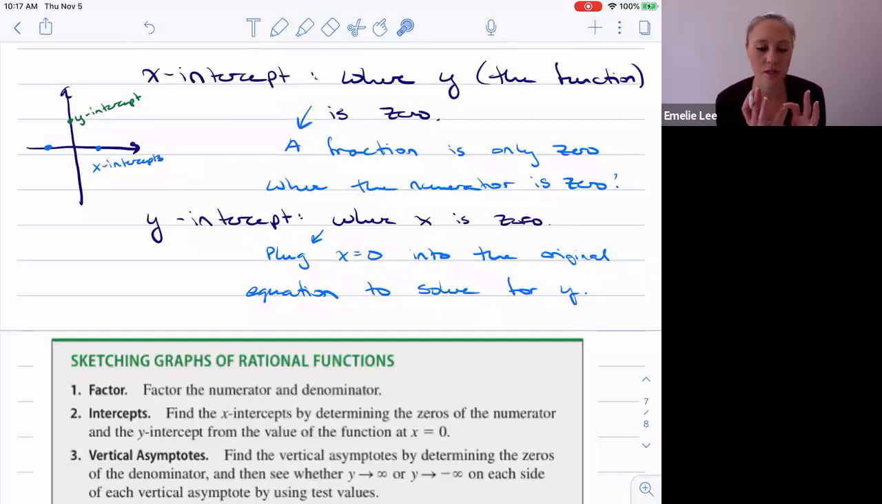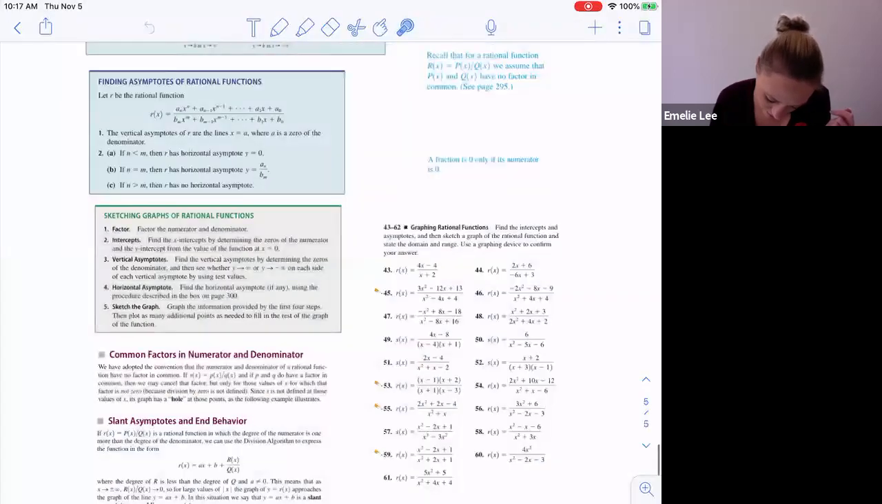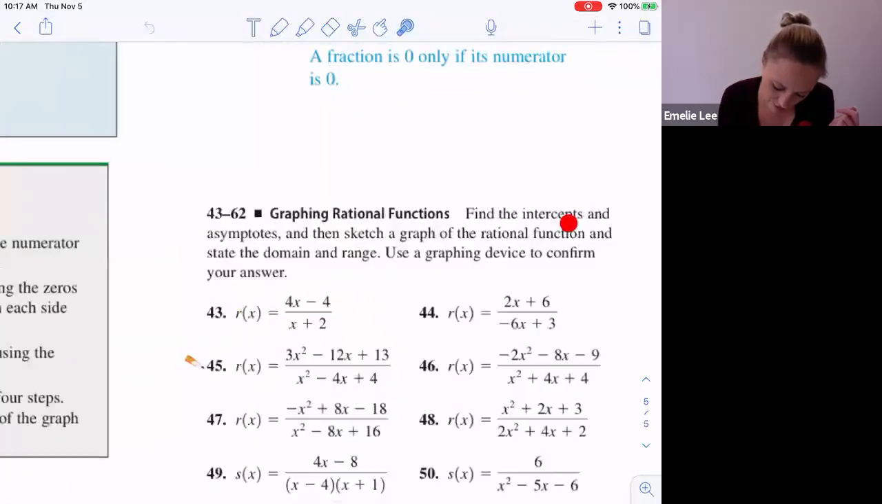So our goals are to figure out where the intercepts are, what the asymptotes are, and what else do we need to know how to do here? Find the intercepts, the asymptotes, and then sketch a graph, and then state the domain and range from the graph. So that's easier. And then, of course, use Desmos to confirm. So we need to figure out how to find the intercepts and the asymptotes.